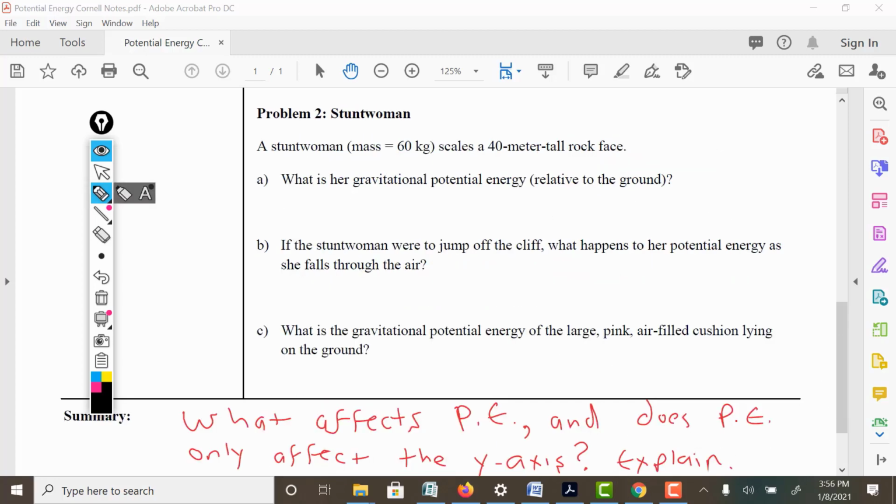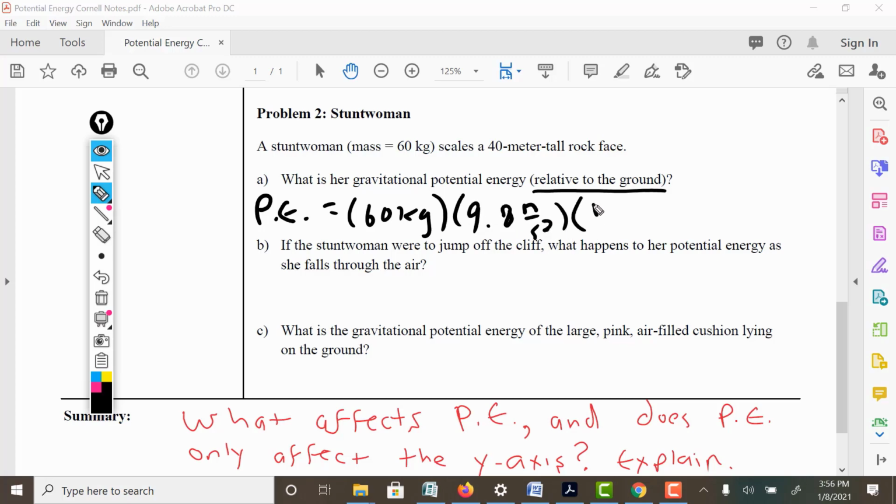A stout woman of mass 60 kilograms scales a 40-meter tall rock face. Again, we're going to relative to the ground, meaning that's your 0. Okay, that's your 0. So what is her potential energy? Her gravitational potential energy is going to be the mass times gravity times the 40 meters.